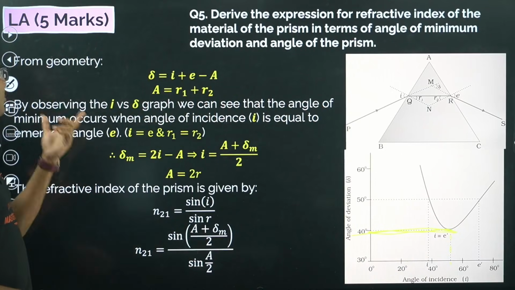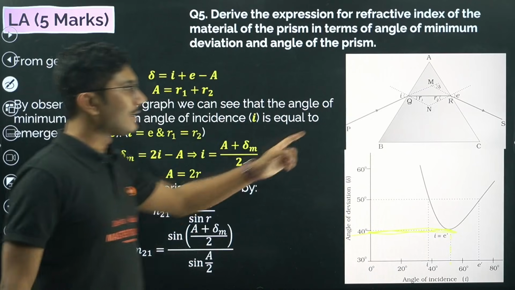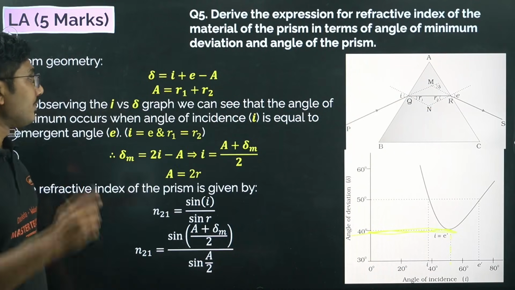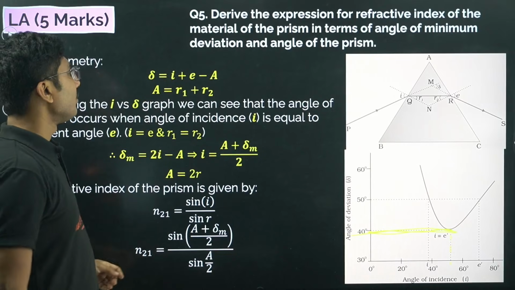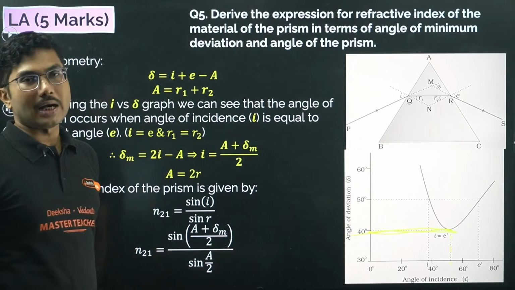Okay, so now you have to write from geometry delta. This minimum angle of deviation delta is given by I plus E minus A. Also A is given by R1 plus R2.